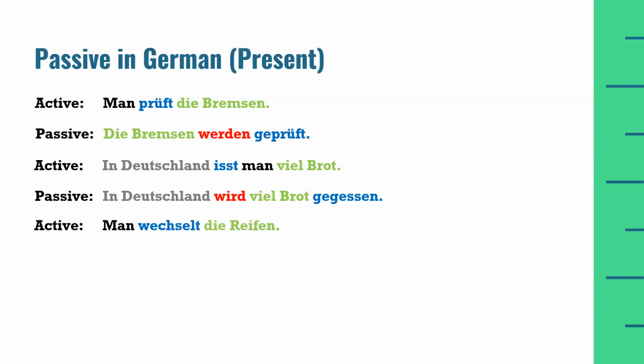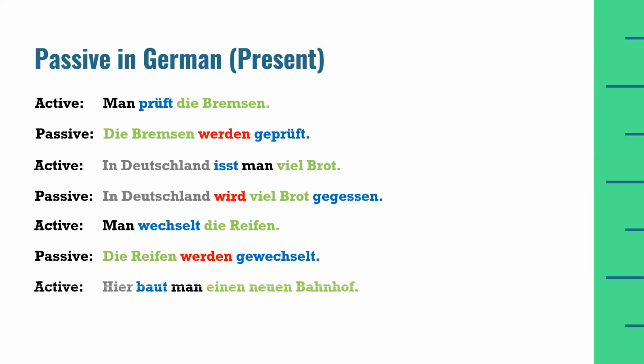Active sentence, man wechselt die Reifen. One changes the tires. Reifen means tires. Here we will use the object of the sentence as the subject of the passive sentence. Die Reifen, because Reifen is a plural noun, so werden remains werden at the second position, and wechseln is a German verb which means to change, and the participle zwei form of wechseln is gewechselt. So this is what we have used here.